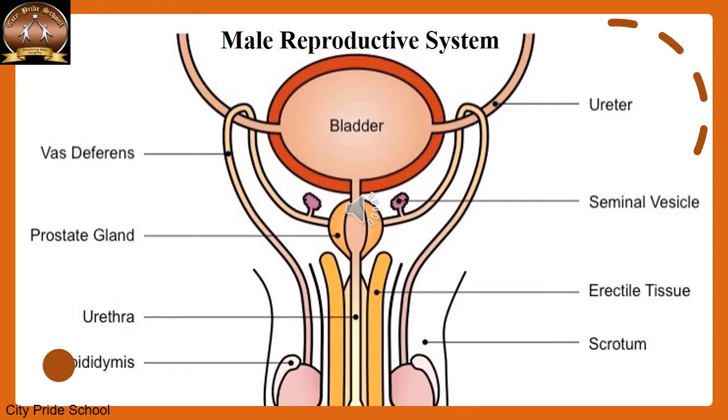Here, you can see a pair of testicles. These two are the testicles, which are present in a separate sac-like structure called the scrotum. Then, this testicle leads into another tube-like structure termed the vas deferens.